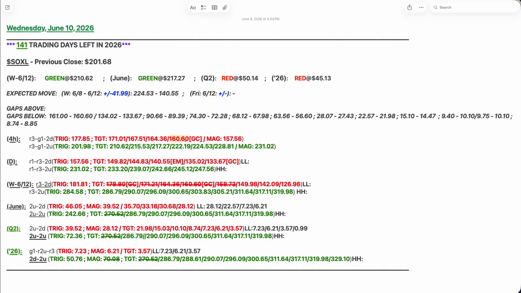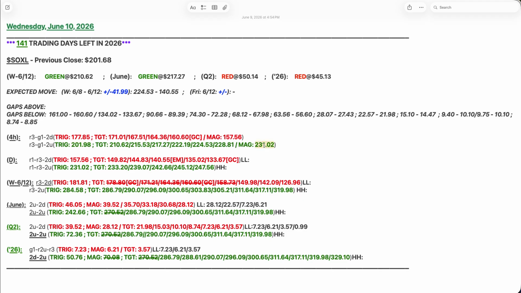All right. Let's get into the notes here. We've looked at the charts quite a bit. For Wednesday, June 10th, there will be 141 trading days left in 2026, and the close price on Tuesday, June 9th was 201.68. What that means is the week did flip red, so to turn green, the week has to get back above 210. The month had already turned red, and so to get back green, the month has to get back above 217.27. At the same time, excuse me, the quarter and the year are still green. It would take getting back down below 50 for those to turn red. So I don't think that's going to happen very soon. It could happen still, but I don't think that it'll happen soon.